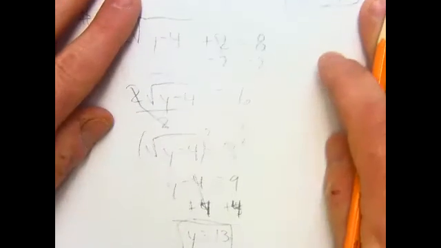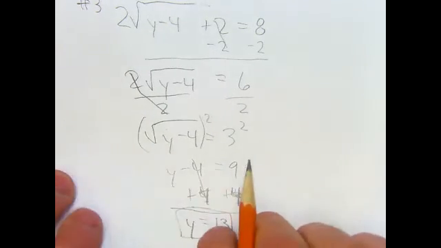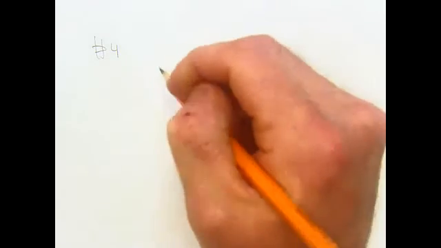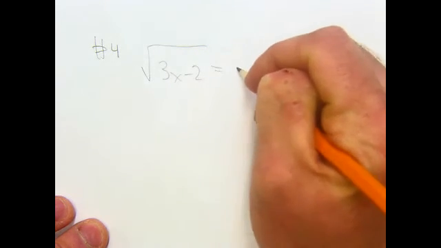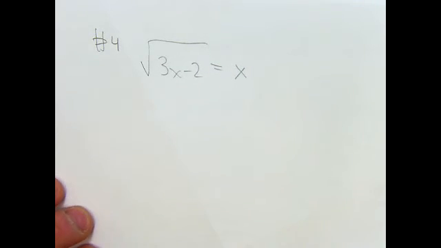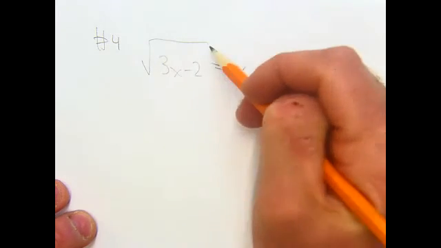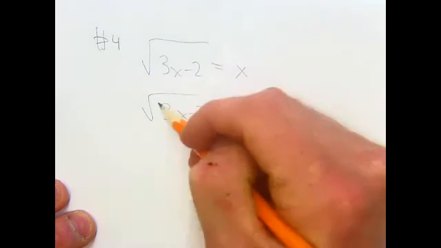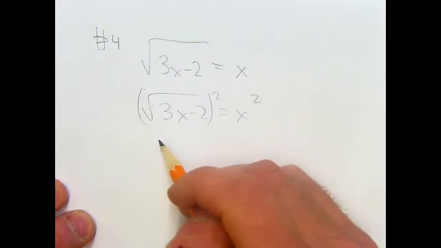Okay, and then the last one is a little bit different, so make sure you pay attention on this one. Number 4 is like the last few on the homework. Something more like this. Square root of 3x minus 2 equals x. Same idea. We're trying to solve for x, but now we've got x's on both sides, so it makes it a little more complicated. But first step, it's still going to be square each side to cancel out that square root.